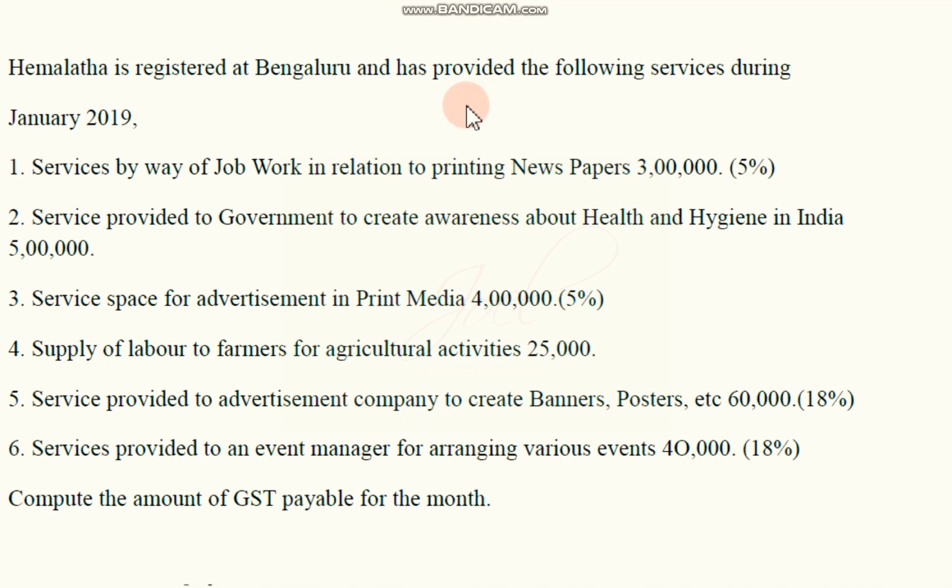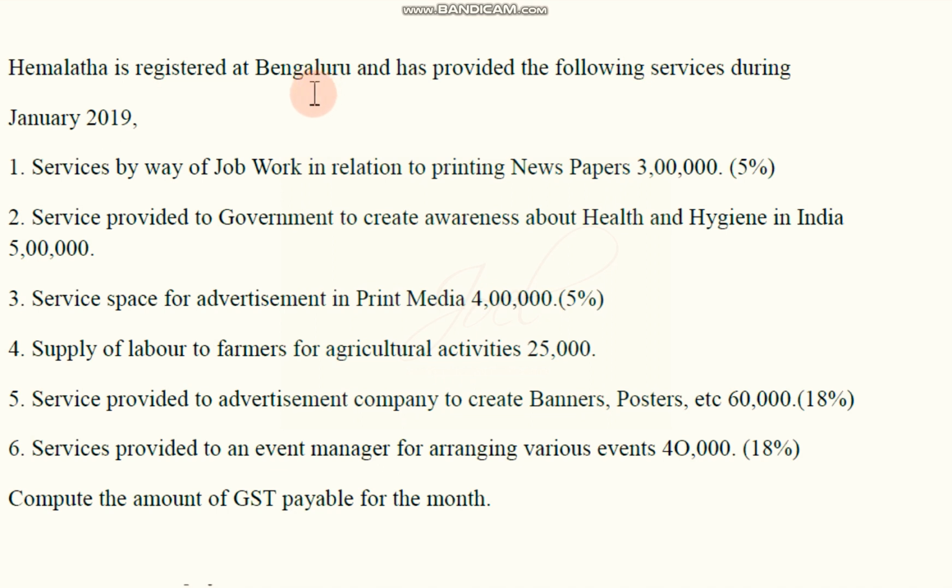Now today we are going to work out a problem where various types of assets are there with different rates of taxation, and we have to see whether they are taxable or not taxable, and based on that do the total amount of GST payable. Again we are going to calculate GST liability here. See, the information is there. Hemalata is registered at Bangalore. That means this dealer is from Karnataka.